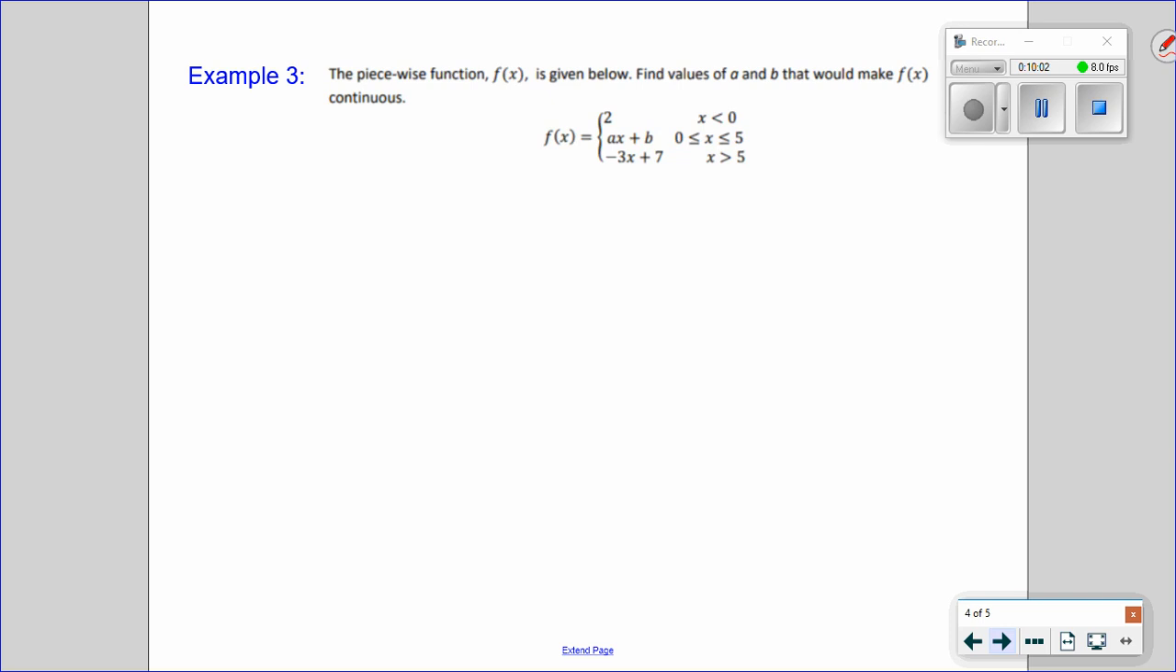One more example. Now, sometimes you'll be given a piecewise function that instead of having 2 pieces, it actually has 3 pieces, okay? And notice that it asks us to find the values of a and b that would make f of x continuous. So in this case, we are going to plug into all 3 pieces, okay?